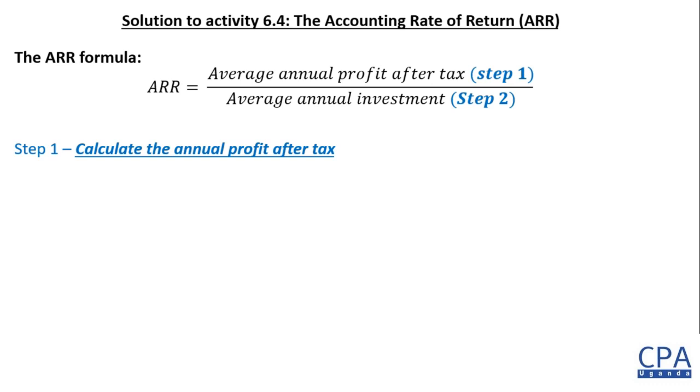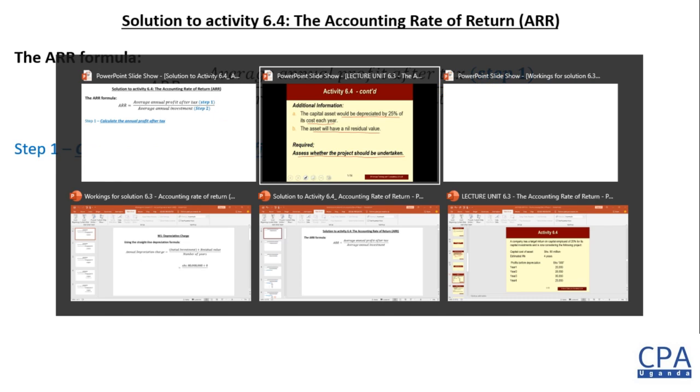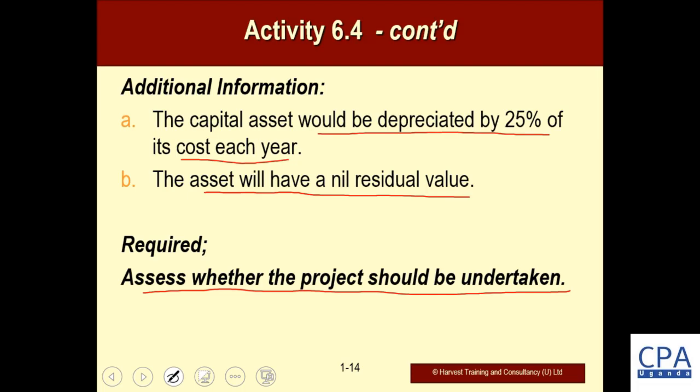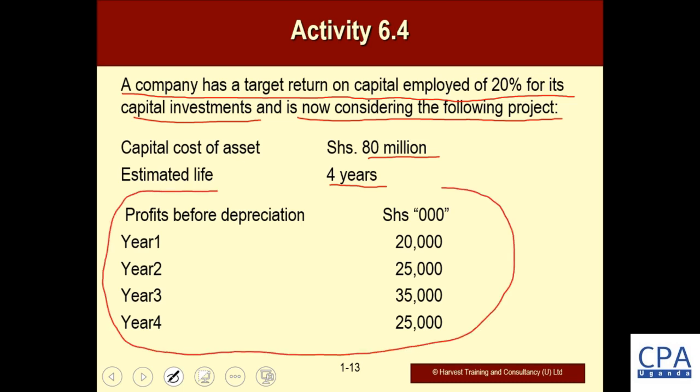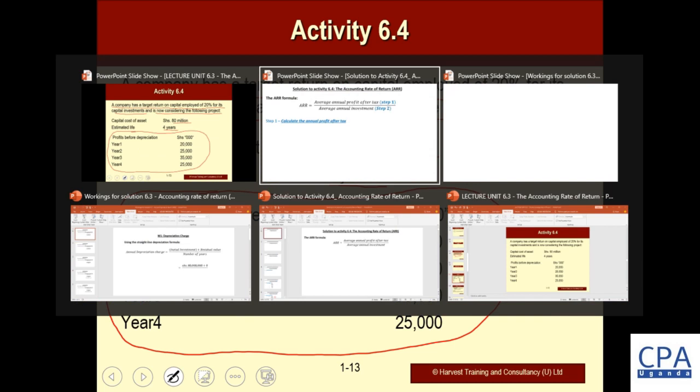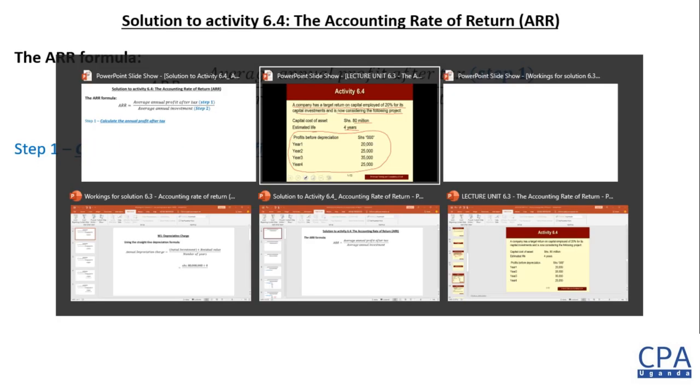To calculate the annual profit after tax, you will have to look at the profit figures given in the question. If I take you back to our question, we are given profits before depreciation. So I'm going to pick up all of these figures and create a table in my computation schedule. Then I begin to treat the cash flows accordingly. So, I'm taking you to my computation schedule.